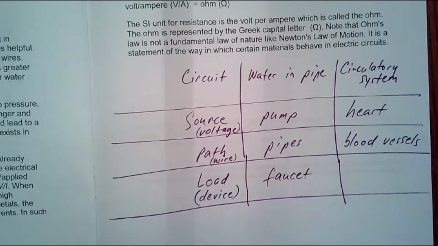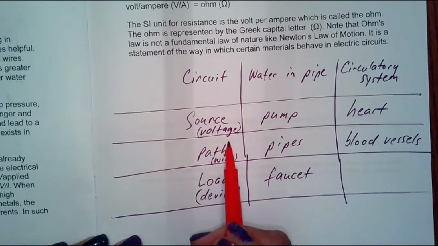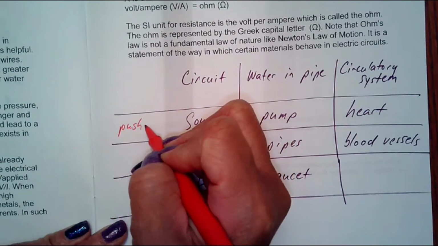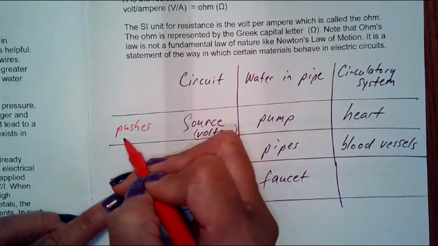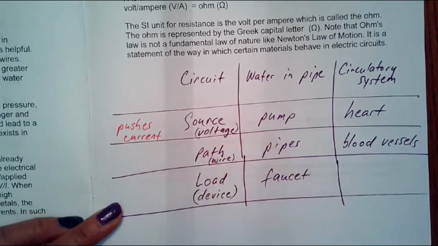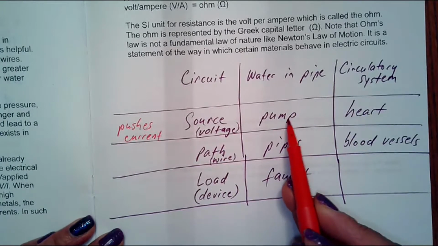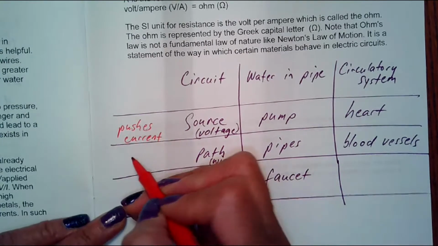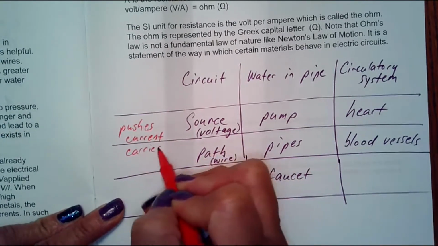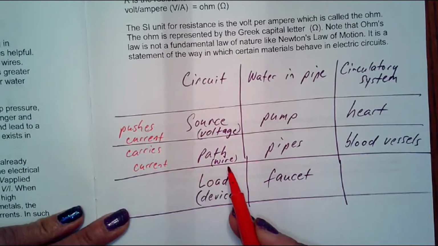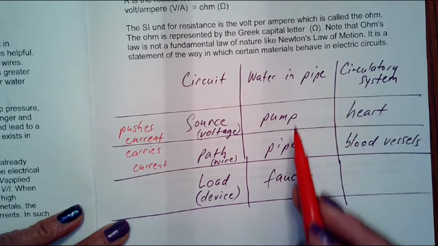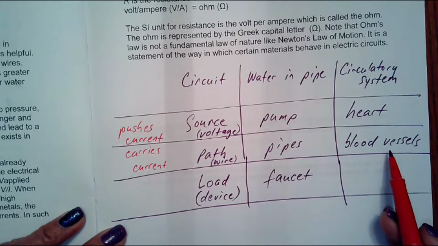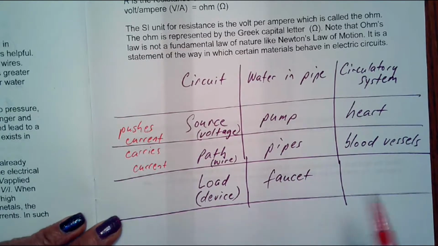So I'm going to just write down a little bit more information here. So the source, the voltage, this would be the push. So this pushes the current in a circuit. In a water pipe, of course, it pushes the water, and in the circulatory system, it pushes the blood. The path, this is what carries the current. So the wire is the path in a circuit. The pipes would be the path in a water pipe, and in the circulatory system, it would be your blood vessels.